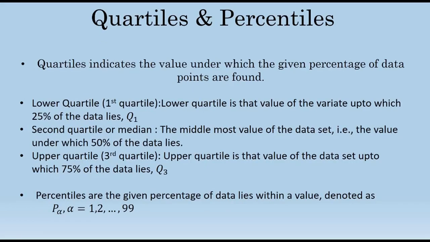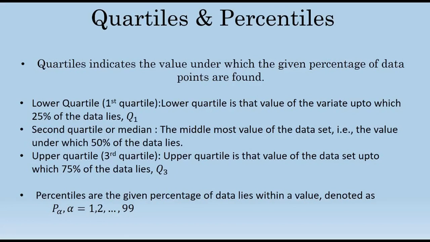Now we move into our quartiles and percentiles part. Quartiles indicate the value under which a given percentage of data points are found. Basically we have 4 different quartiles, where the first quartile, that is the lower quartile, indicates that 25% of the data lies within this value. That is, the lower quartile is that value of the variate up to which 25% of the data lies, which is denoted as Q1. That is, 1/4 of the data lies under a given value.